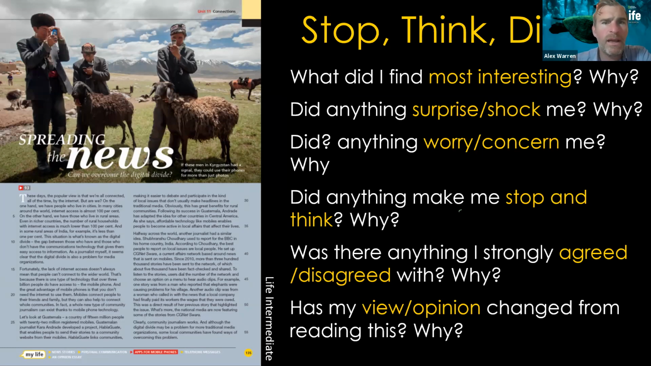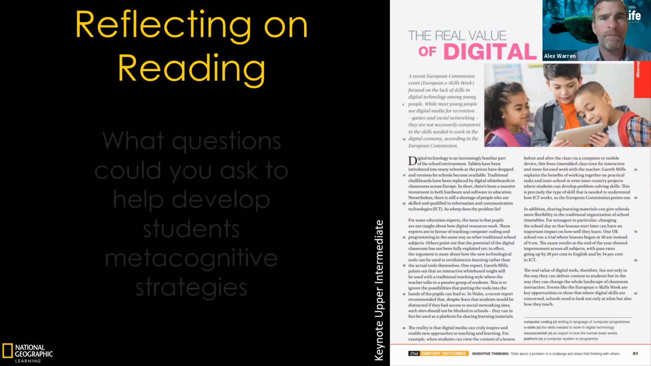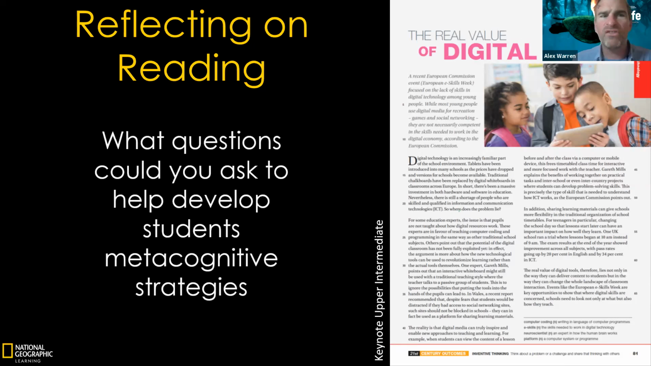The final routine I want to talk about really quickly with reading is this idea of reflecting on reading, developing metacognitive strategies. In other words, thinking about how we do something. So, for example, what questions could we ask to help develop those metacognitive strategies? In other words, that idea of conscious learning. What processes are taking place? And I think as a reflection on the process they go through, it can be really, really useful at the end of a reading lesson.